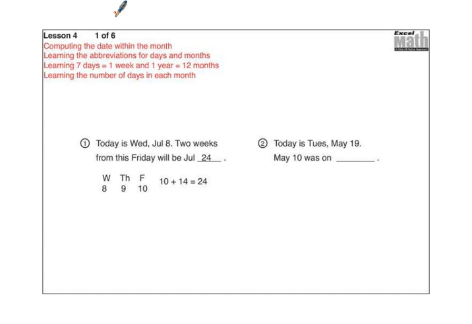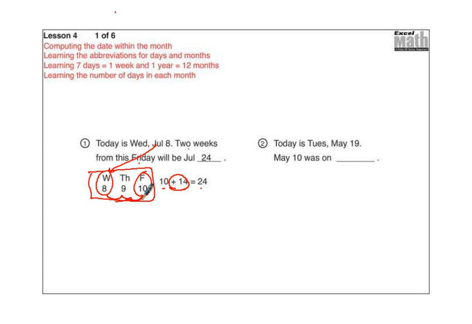In number 1, it says today is Wednesday, July 8th. 2 weeks from this Friday will be, and so what they did was they made a little miniature calendar first. And if it's Wednesday the 8th, that's that day right there. And then it says 2 weeks from Friday. So they went to the Friday first, which is the 10th, and then they added 2 weeks, which is 14 days. That's 10 plus 14 is 24. So that would be the 24th, 2 weeks from the Friday.